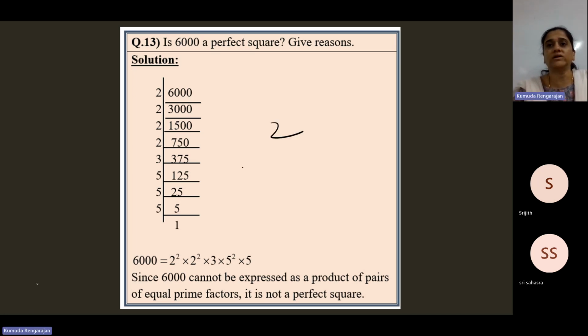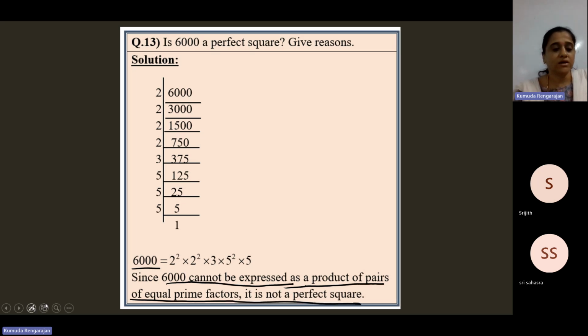For a 2 or 3 marks question, you'll have to show the working like this. Okay, so see the reason. Since 6,000 cannot be expressed as a product of pairs of equal prime factors, it's not a perfect square. You need to focus to understand this.